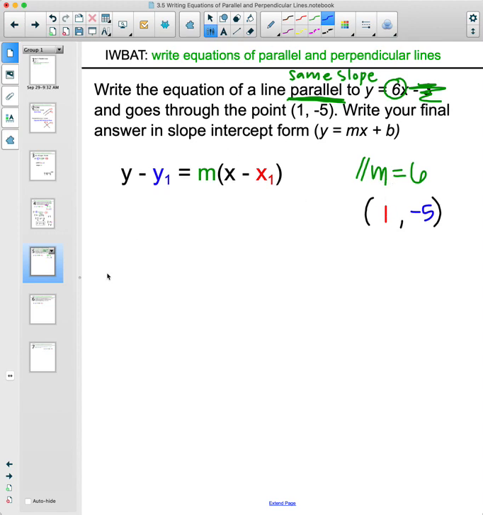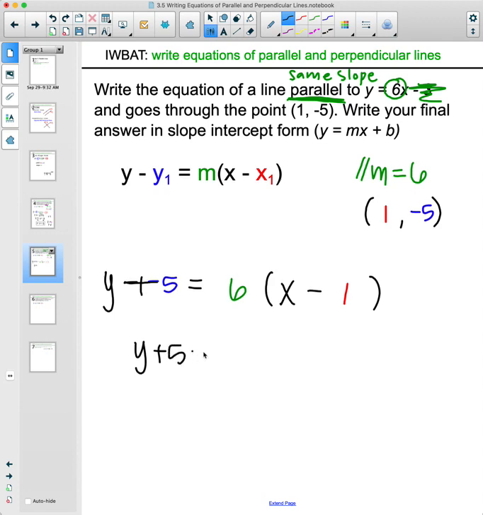And now we're just going to plug it in here. So we'll do y minus the y coordinate equals the slope times x minus the x coordinate. So y minus the y coordinate is negative 5, equals the slope, 6, times x minus the x coordinate. So we'll just clean this up right here. We don't want it to say minus minus. So a minus is really plus.